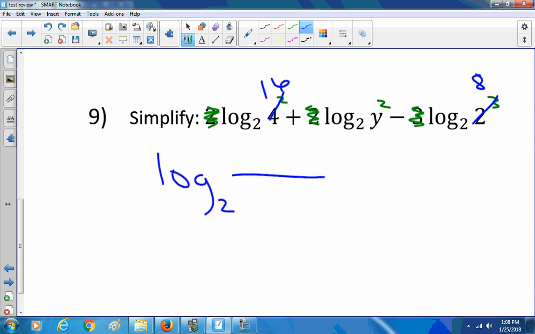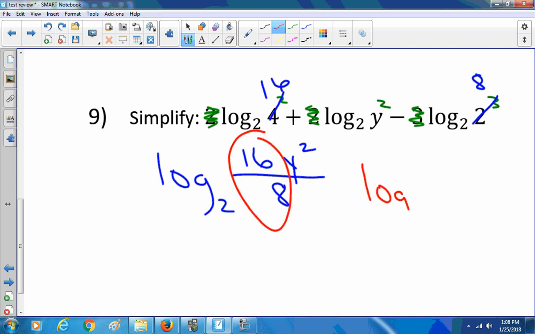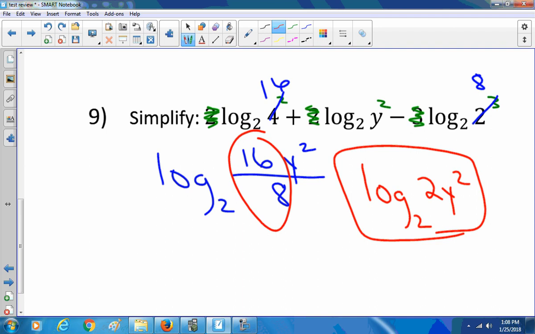1 log base 2. Let's draw our fraction bar. 16 goes on the top because that log was positive. Y squared goes on top because that log was plus. 8 was minus, so it goes on the bottom. And then yes, if possible, simplify. So I get log base 2 of 2y squared. Don't make the same common mistakes I see over and over and over again.